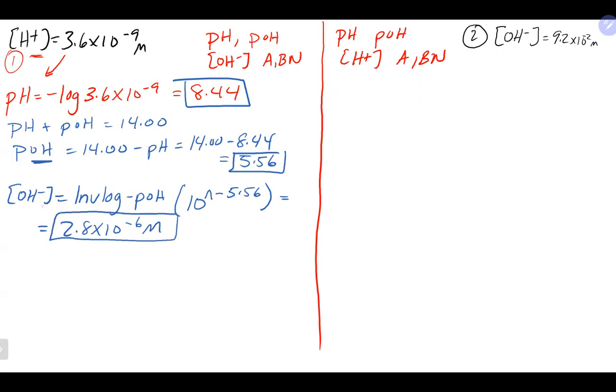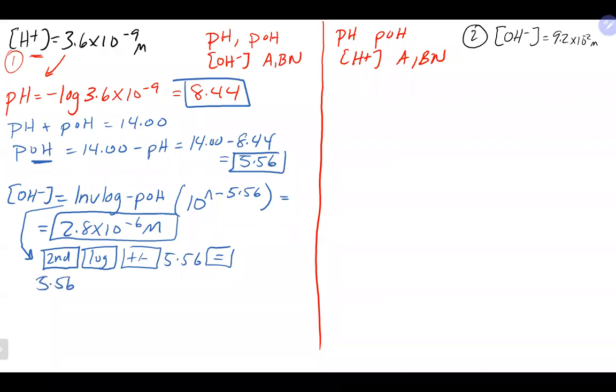Once again, to punch this into your calculator, if you have a display calculator, press the second or shift button, the log button, the negative button, 5.56, and equals. If you have a non-display calculator, then you would enter 5.56, make it negative, and then hit the second or shift button and the log button. So again, that's the display and non-display way of punching that in.